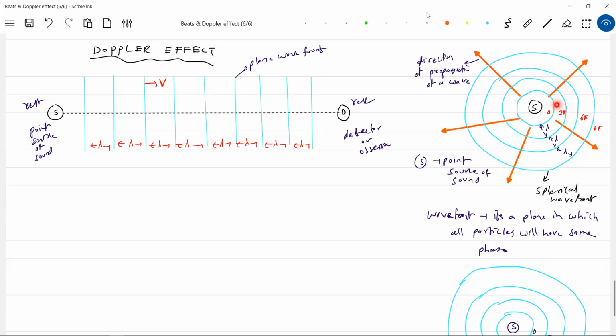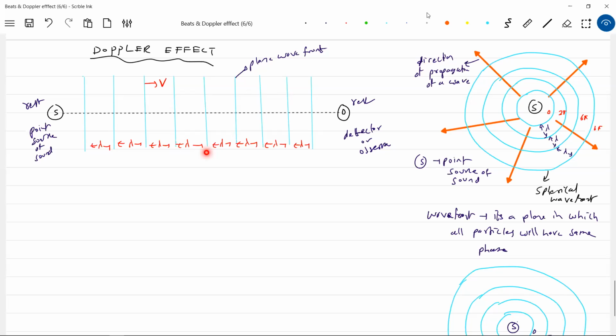That's all, no? If you're far away, you draw a big circle, and you can assume a big circle to be like a straight line, because what is the circle made up of? A number of straight lines only. So if the observer is far away from the source, we'll get a wavefront like this, a plane wavefront. The distance between wavefronts will be lambda.